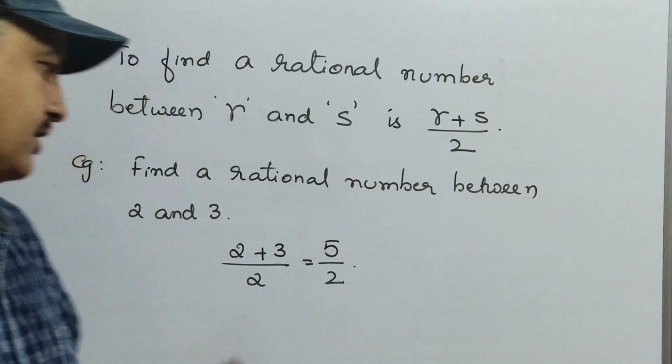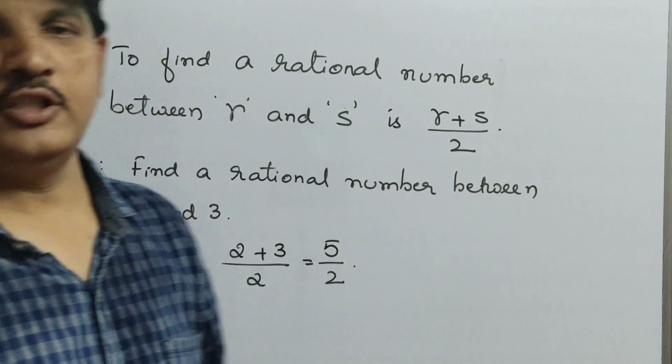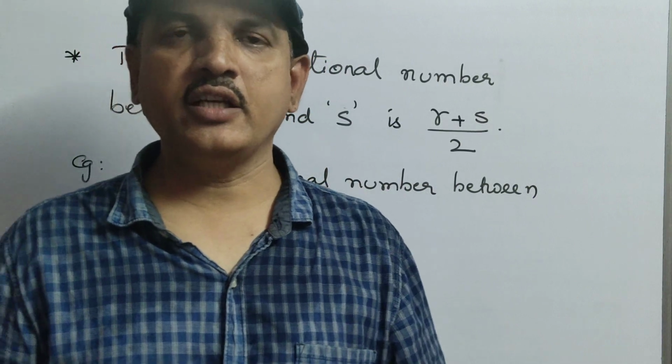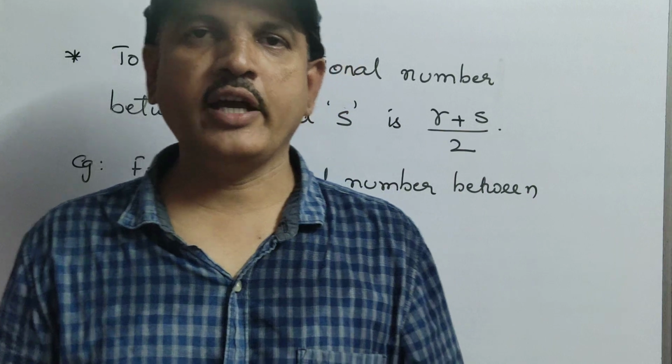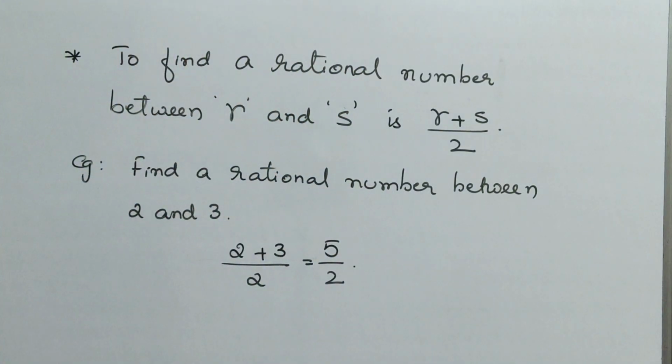Now if they ask for 10 rational numbers in between 2 and 3, or 10, 15, 20, or 3, 4, 5, how are you going to find them? That one also I am going to tell you now. Okay? Listen very carefully, children.